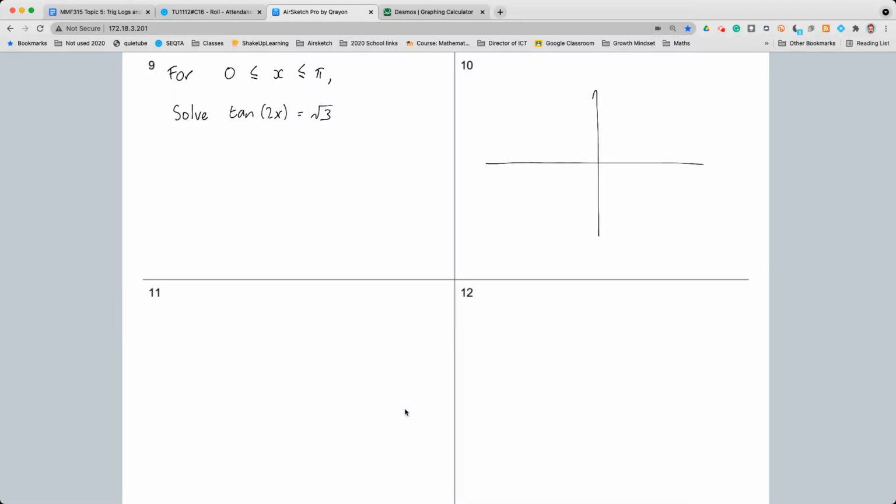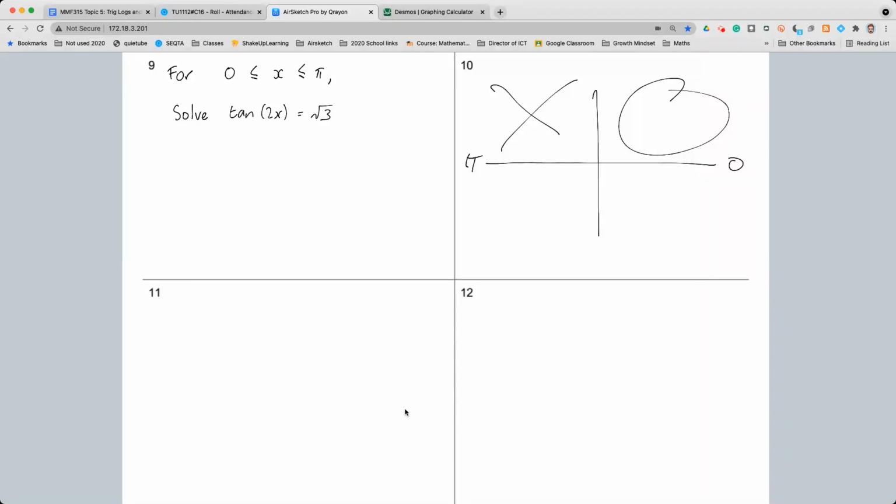Because if I drew this, there's 0, there's pi, so the angle will be between here and here, but it can't be in this quadrant because tan is negative in that quadrant, which means it must only be in this quadrant. Okay? But I've just doubled the speed at which this graph goes through. And so effectively, that's going to change the number of solutions as well.